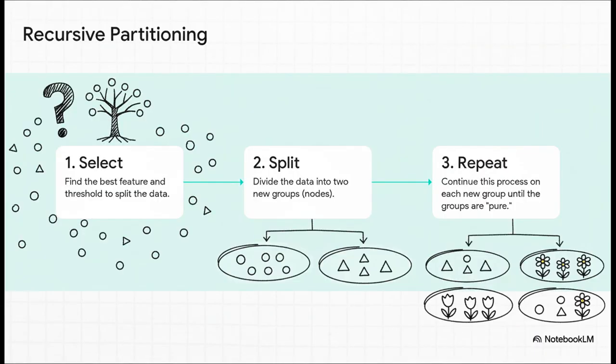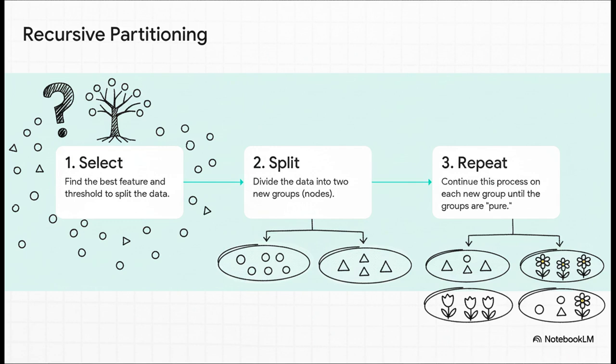This whole process has a fancy name, recursive partitioning. But don't let that scare you. The idea is simple. It's what we call a greedy approach. That just means that at every single step, the algorithm isn't thinking 5 moves ahead. It's only focused on finding the best possible question to ask right now to split the data it's looking at.